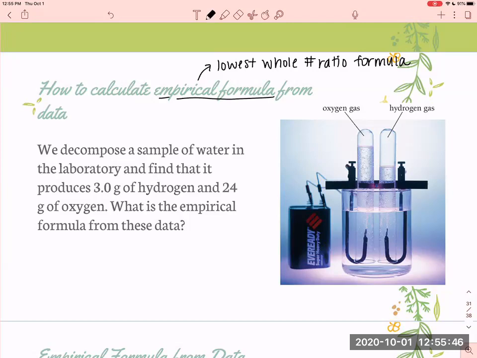And it's real life. It's like, hey, I find this much of this thing and this much of this thing, and I weighed it, and what's the formula? So let's say that we decompose a sample of water in the lab. We find that it produces 3 grams of hydrogen and 24 grams of oxygen. So let's work this out.